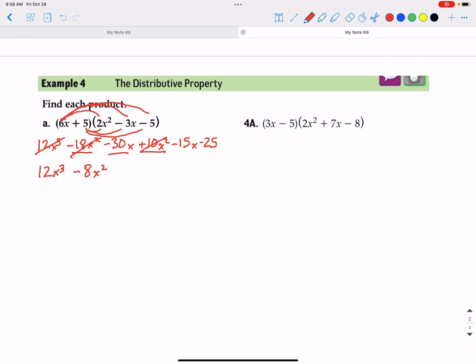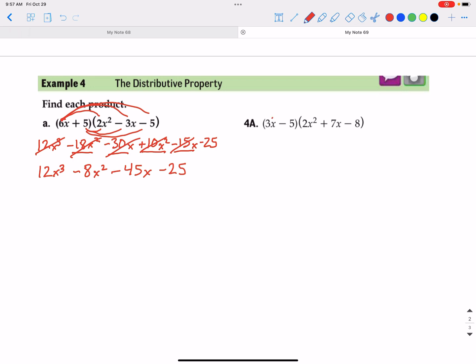Then I have negative 30x and negative 15x. Add those together to get negative 45x. And then finally, the negative 25 is the constant. No other constants, so I just bring that one down. And no more like terms, so that is the polynomial answer.